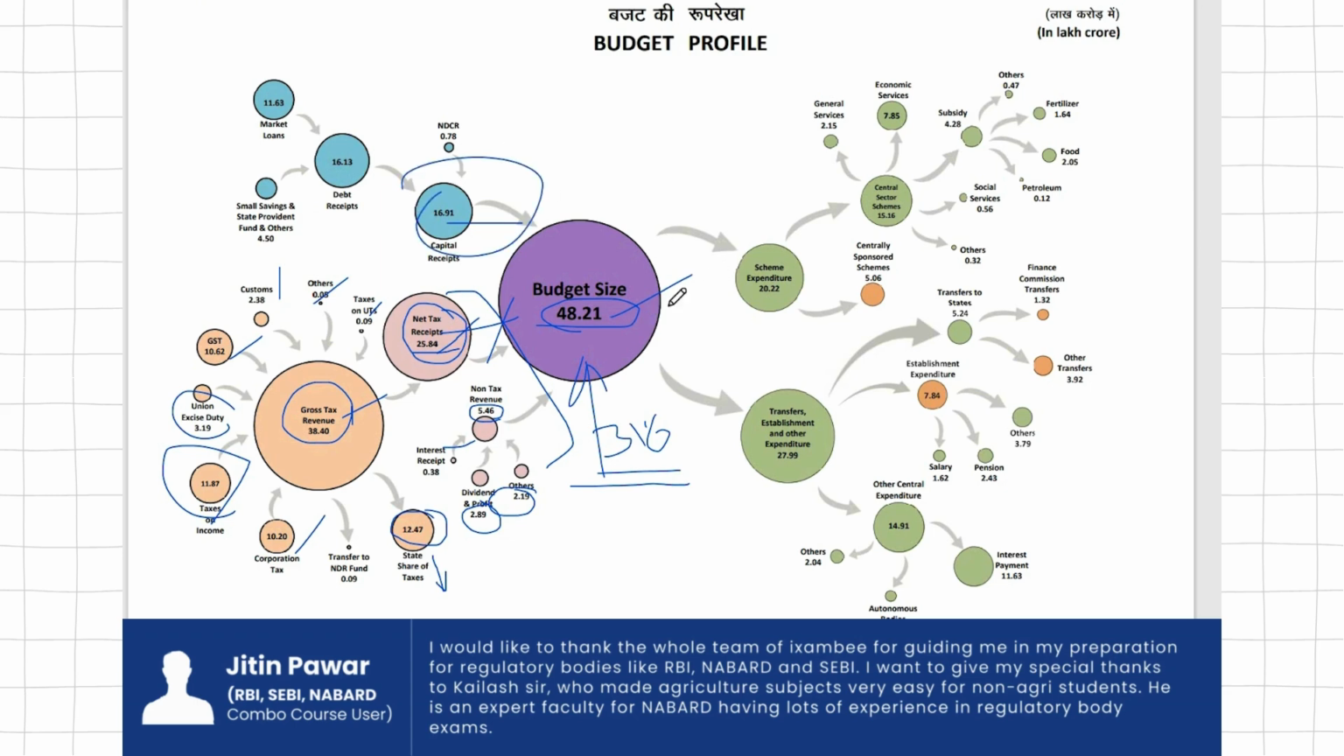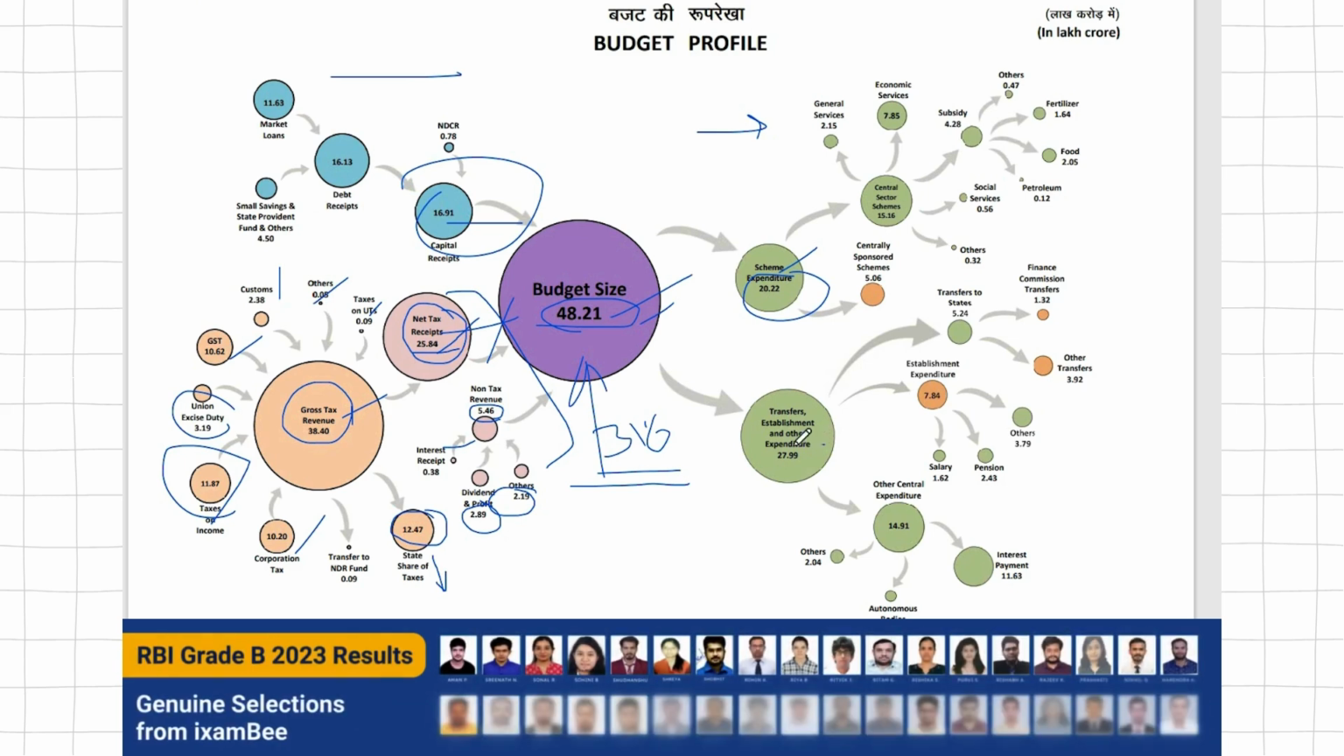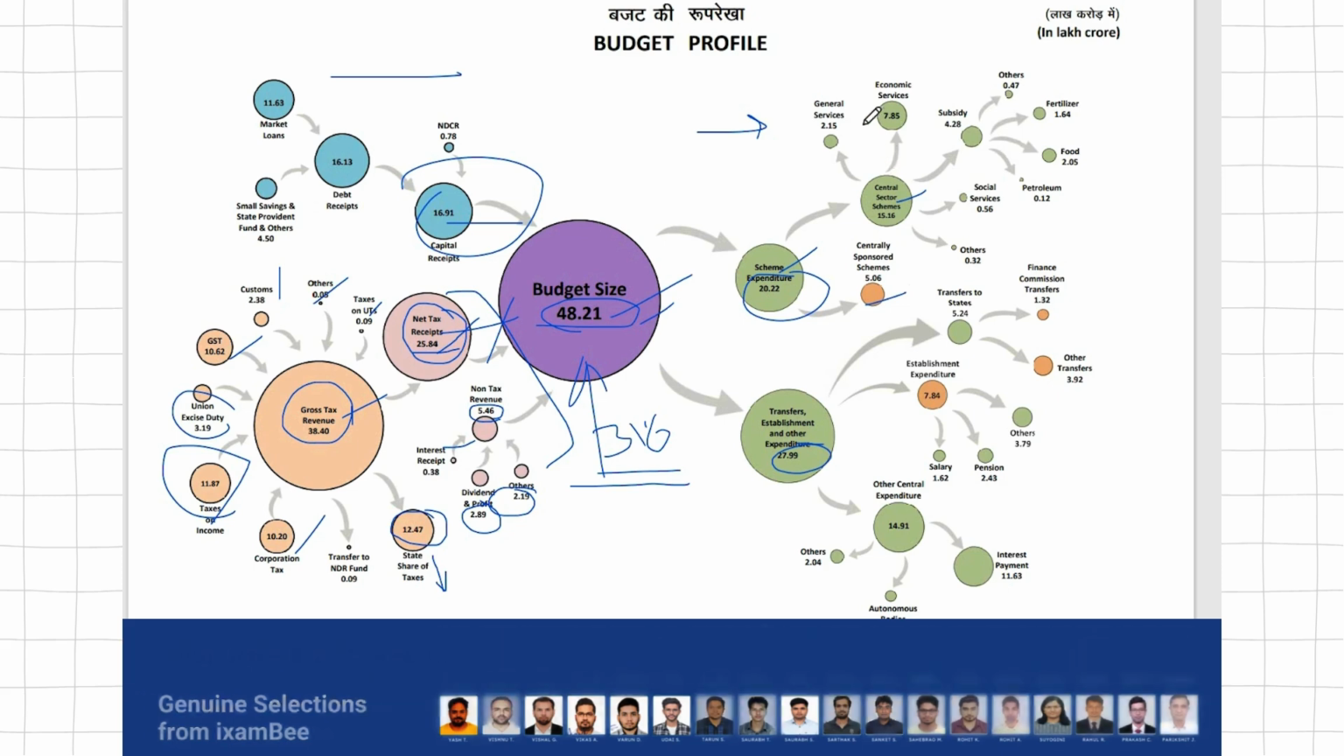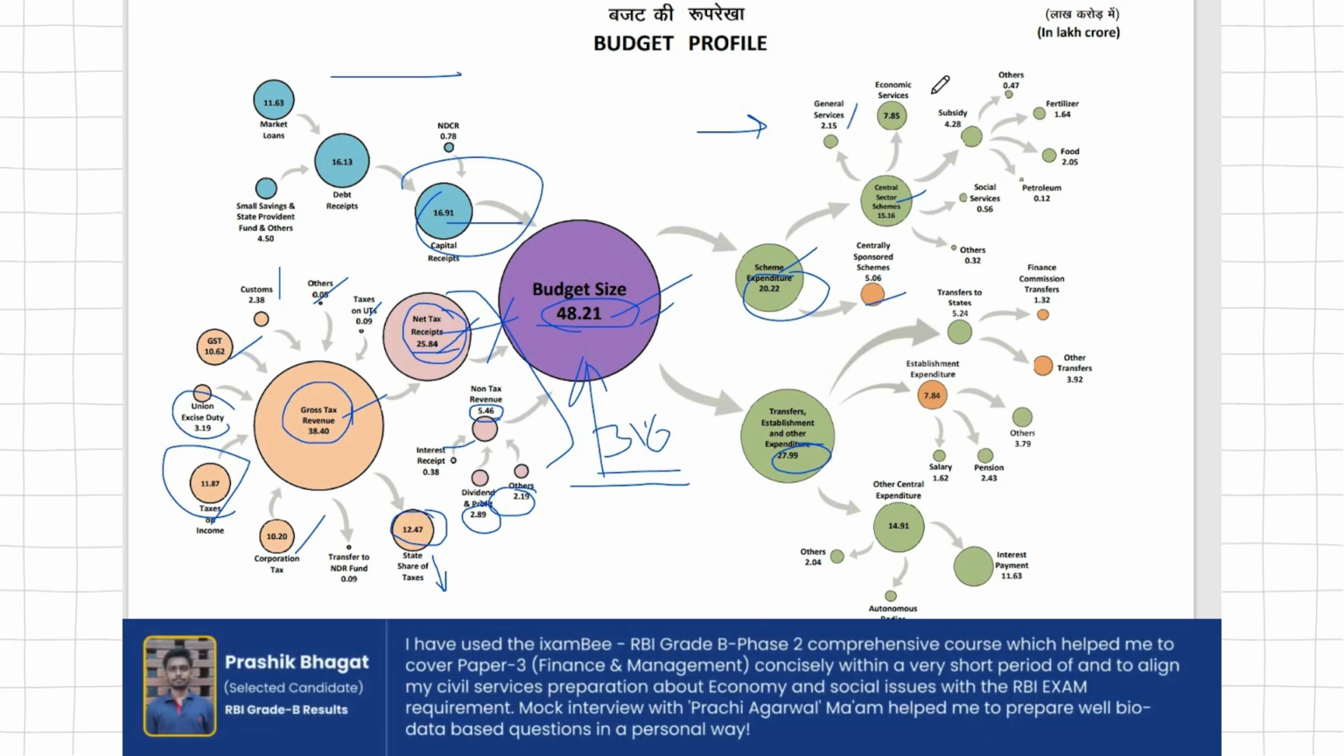And if you see, this money is spent on the other side, so this is the receipt and this is the expense side, right hand side. Scheme expenditure is 20 lakh crore, and transfer, establishment and other expenditure is 27.99 lakh crore. In this, central sector schemes are there in the scheme side. Then centrally sponsored scheme 5 lakh crore. In this, central services, economic services, then there are subsidies related to fertilizer, food, petroleum, then there are social services. So these are the spendings.